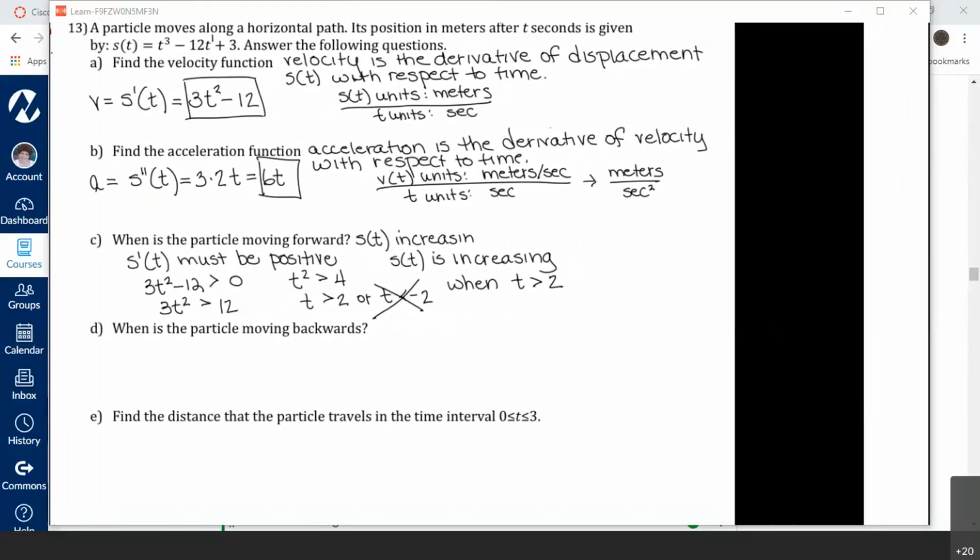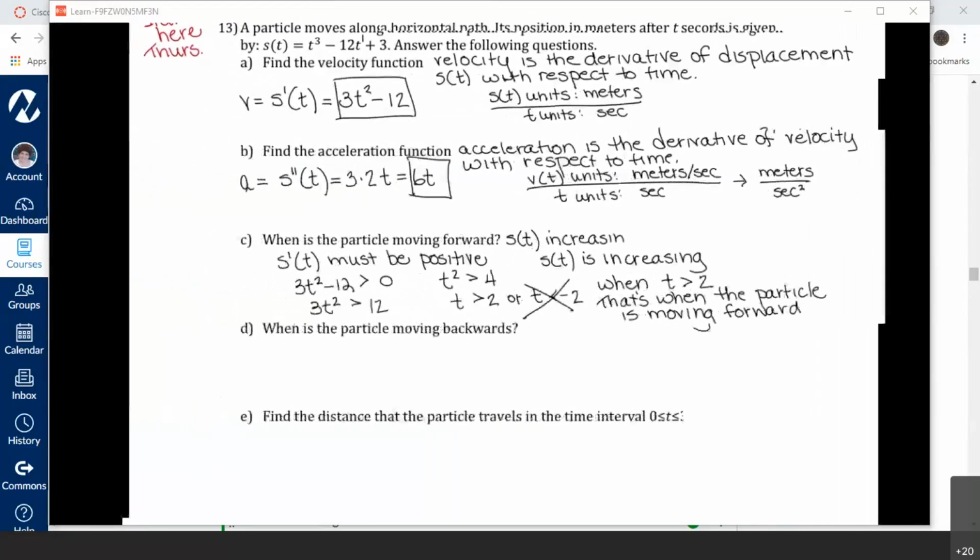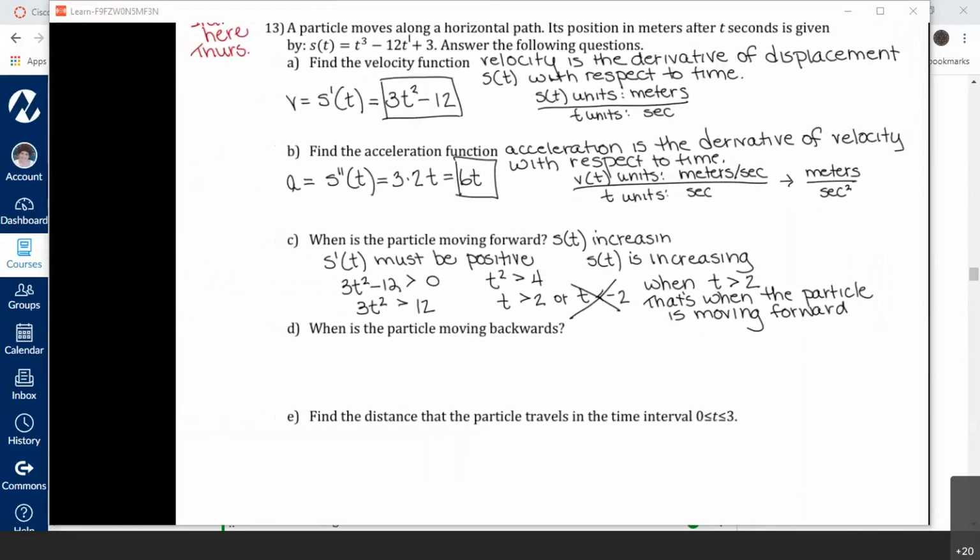Okay, so that's when the particle is moving forward. Again, you want the derivative to be positive.